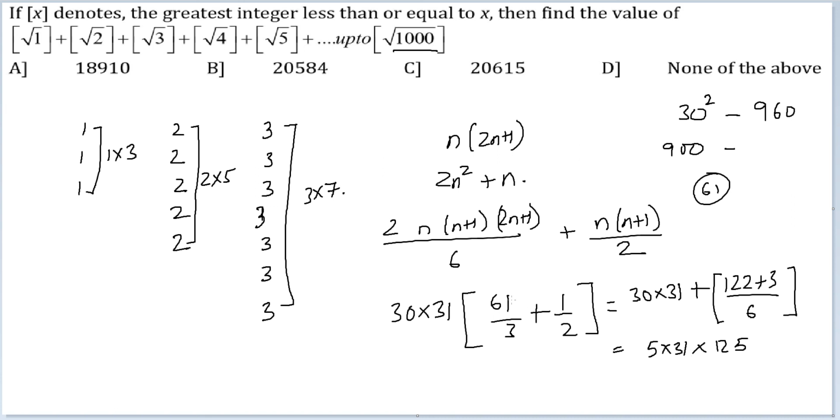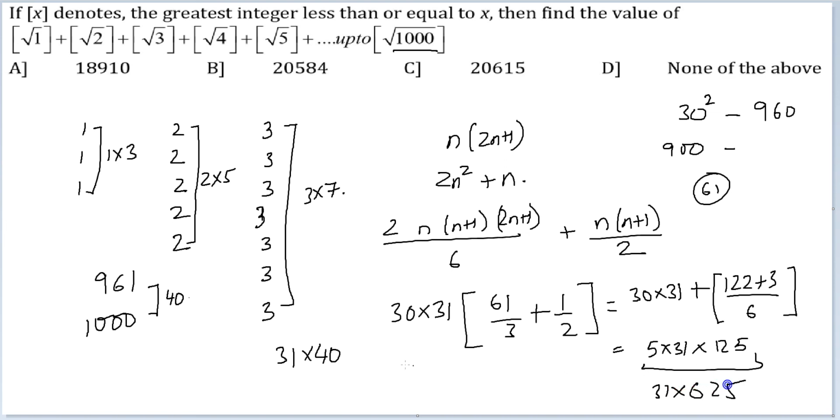Next thing that I should be checking is 31. How many times will it come? From 961 to 1000, there are 40 numbers. So I'll get 31 into 40 as well. So here I'm getting 31 into 625. Here I am getting 31 into 40. So altogether my final answer should be 31 into 665.